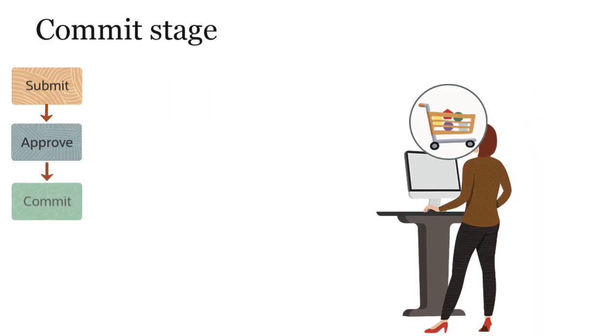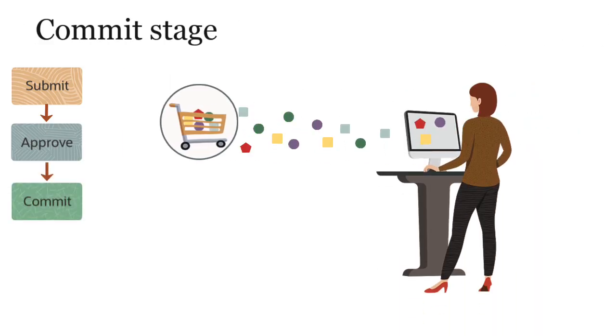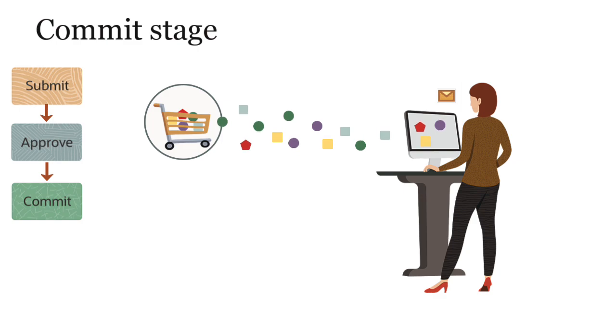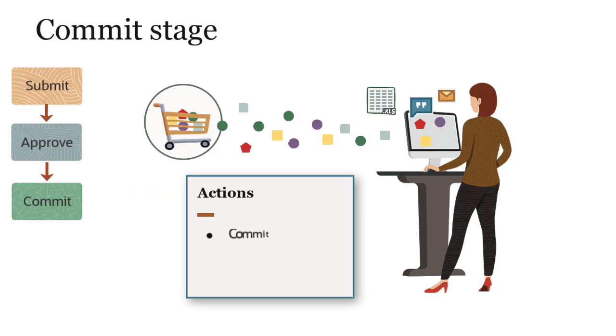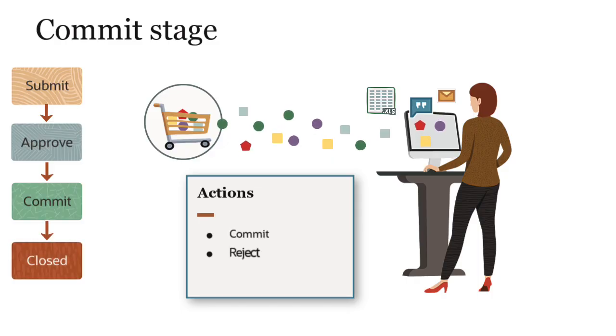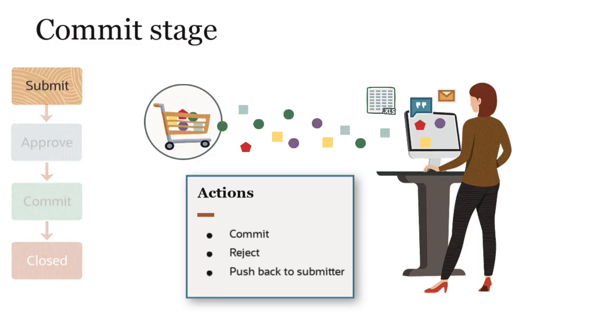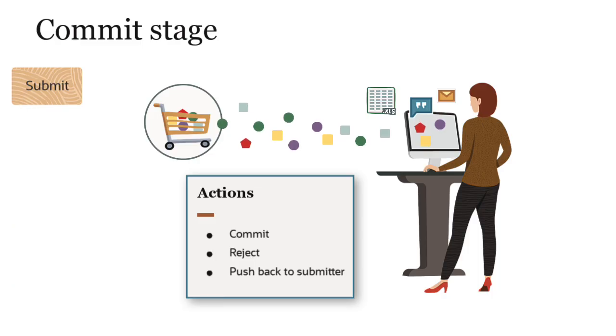In the commit stage, committers are notified by email to commit requests. While reviewing the request, committers can view and add comments and attachments. No changes can be made to the request items during the commit stage. Committers can commit the request, which commits changes and closes the request, reject the request, which closes the request without applying changes, or push back the request to the submitter so it can be updated and resubmitted. This effectively resets the request workflow to the submit stage.